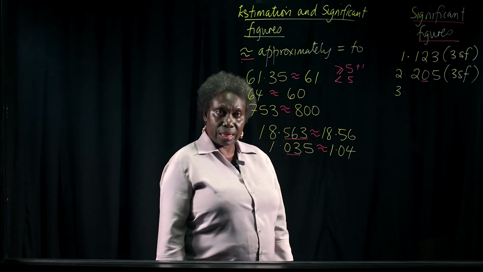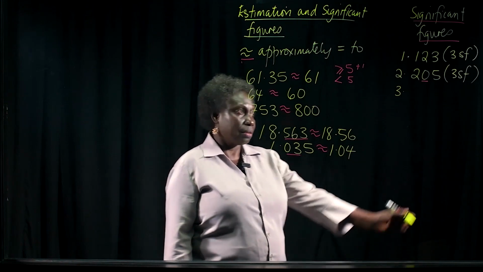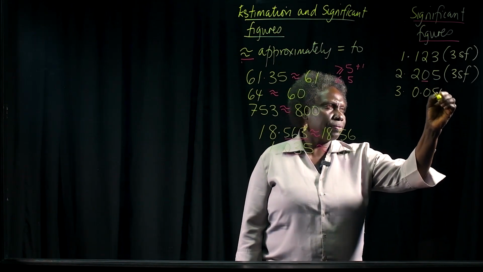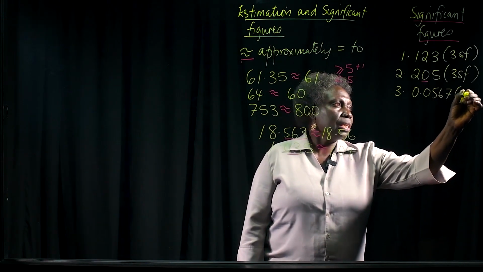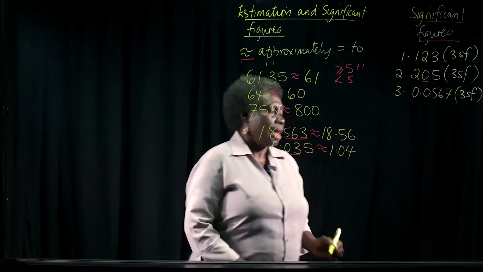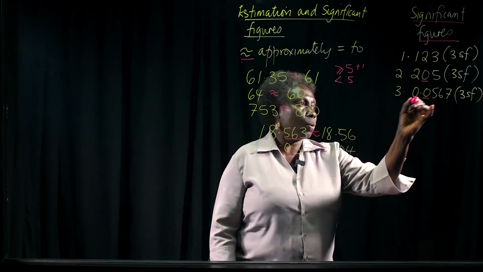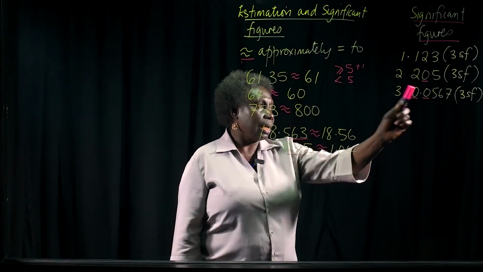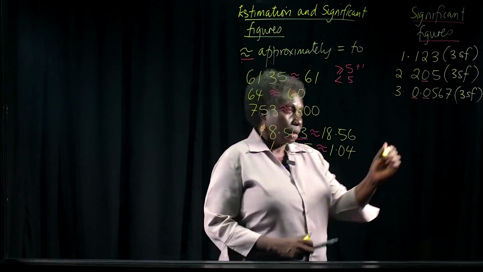Now, rule number 3. Leading zeros in a decimal number are not significant. Example, 0.0567 has 3 significant figures. These zeros here are called placeholders because they do not represent any value, so these are leading zeros, therefore they are not significant.